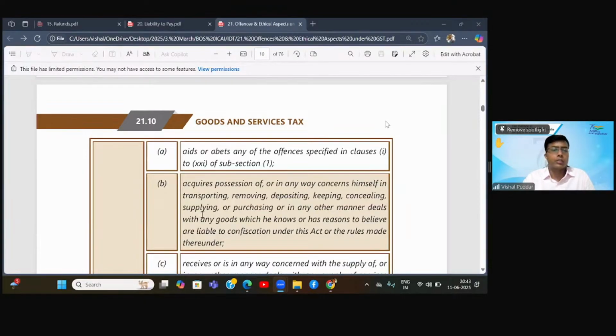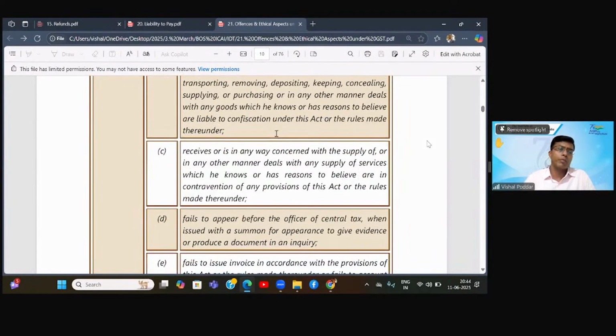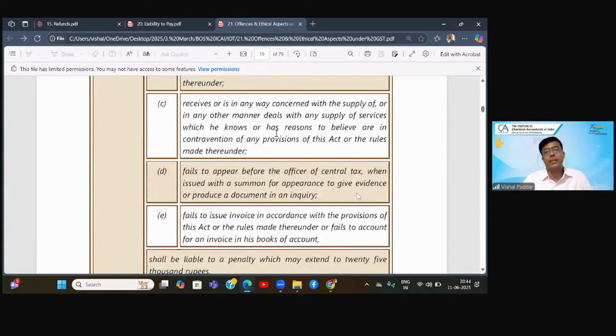Next, second, who is also covered here? That person who acquires possession of or is in any way concerned in transporting, removing, depositing, concealing, supplying, purchasing, or in any other manner deals with any goods which he knows or has reasons to believe are liable for confiscation. So, if you are engaged in any of these actions for such goods which you know are liable for confiscation, means the goods involve fraud, they are non-tax paid goods, then you should not deal with those goods. If you are dealing, you are liable for penalty.